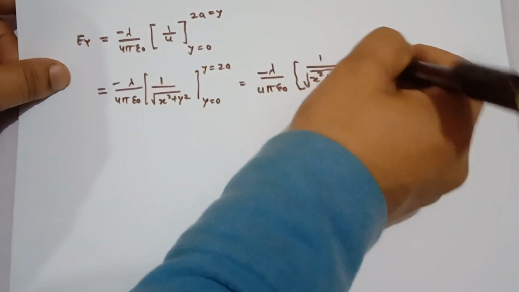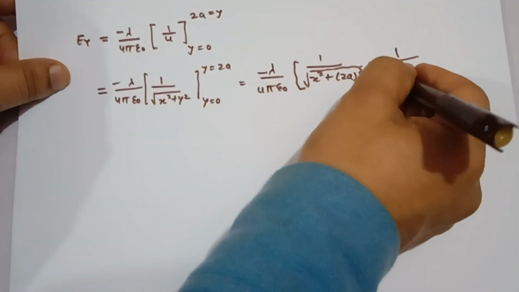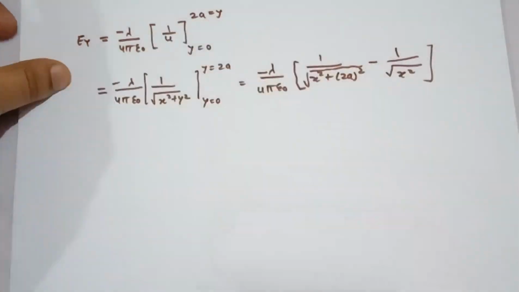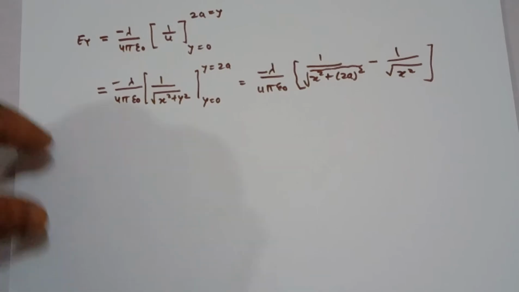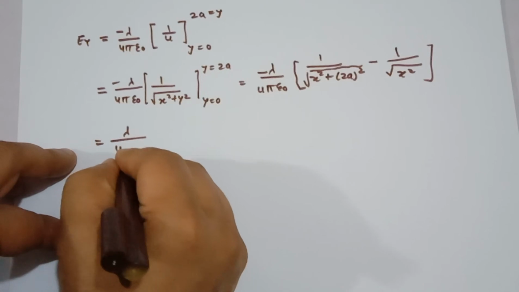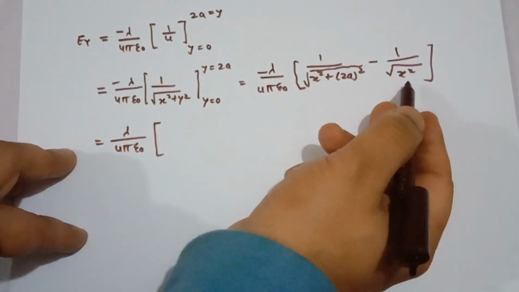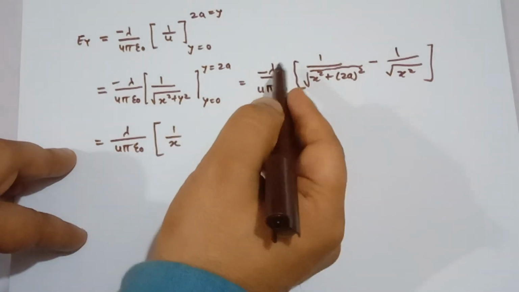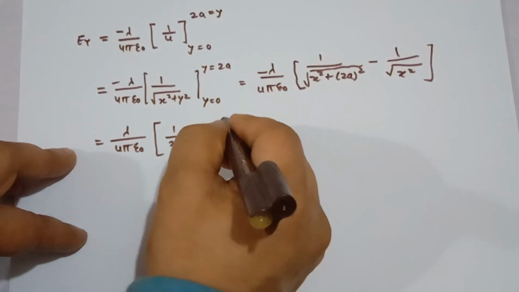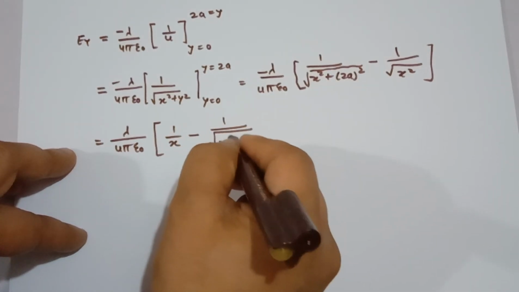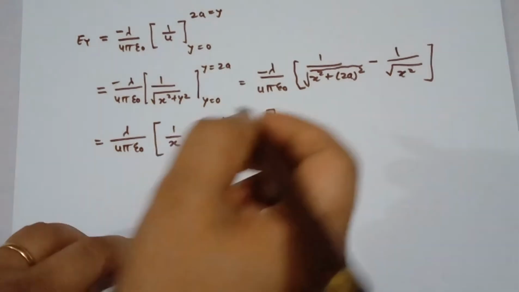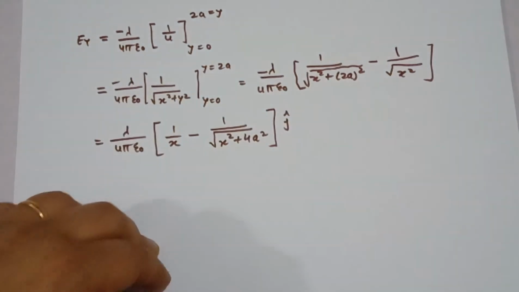Okay, and then minus 1 divided by square root of that y square. Basically y is 0, so only square root of x square would remain. Okay, and so that would become lambda by 4 pi epsilon naught, that would be x, so 1 by x. I have taken this minus sign inside this bracket, so minus would become plus and plus would become minus. So 1 upon square root of x square plus 4a square. Okay, so that is the equation, and that is of course along the y-axis, so you can write j.